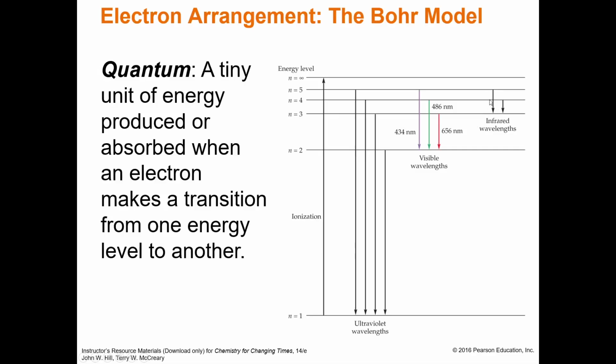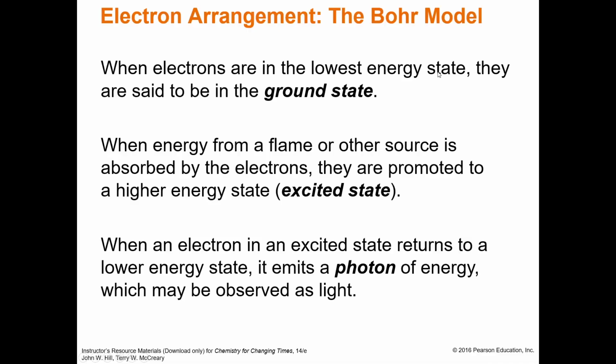Okay, so quantum is a tiny unit of energy produced or absorbed when an electron makes a transition from one energy level to another. Quantum literally means a quanta, or a specific division or steps of energy. So when electrons are in the lowest energy state, they're going to be said to be in the ground state. And you can think of that like the ground floor, right? It's the lowest energy. If you fall off the ground floor, you don't get hurt.